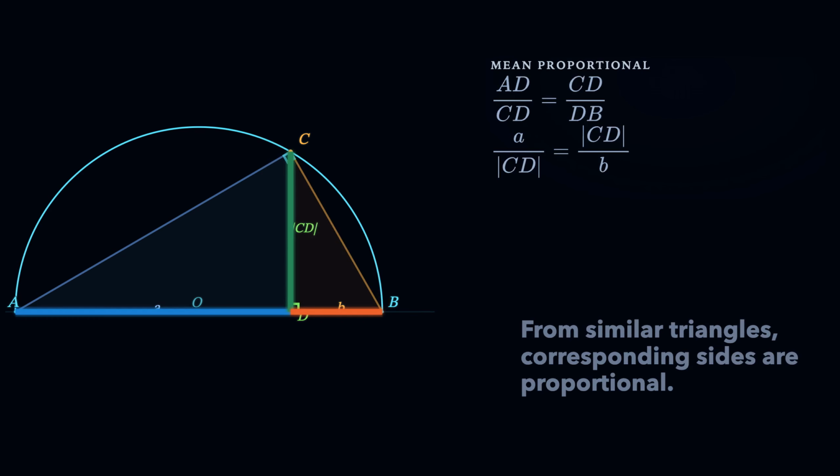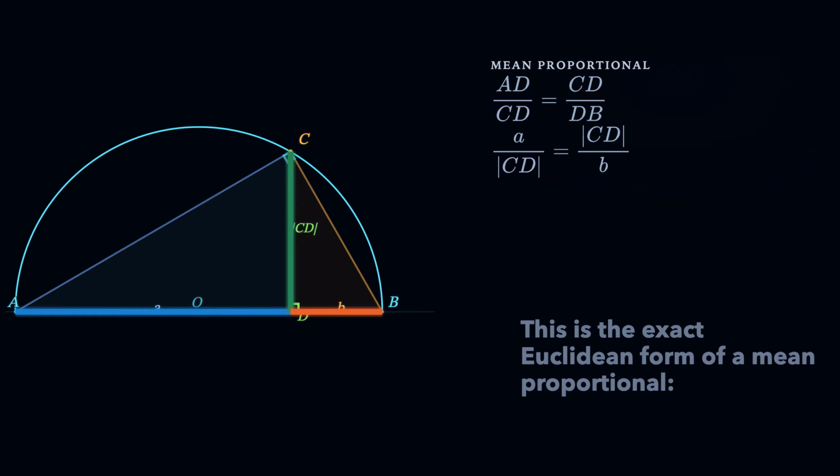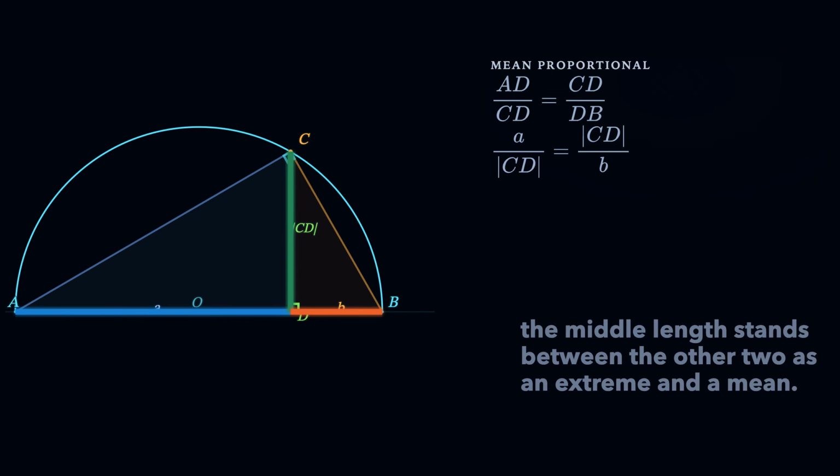From similar triangles, corresponding sides are proportional, so AD over CD equals CD over DB. This is the exact Euclidean form of a mean proportional. The middle length stands between the other two as an extreme and a mean.